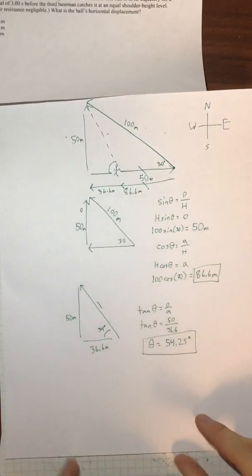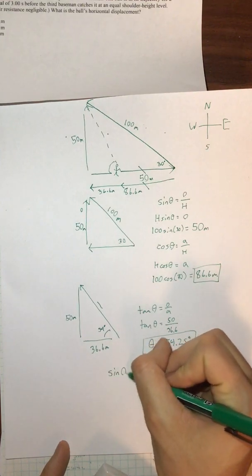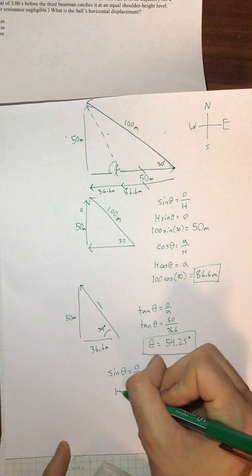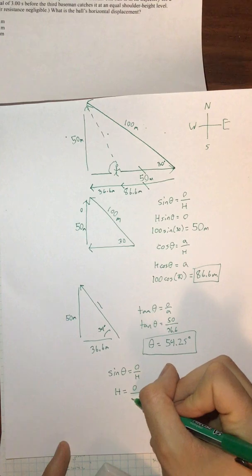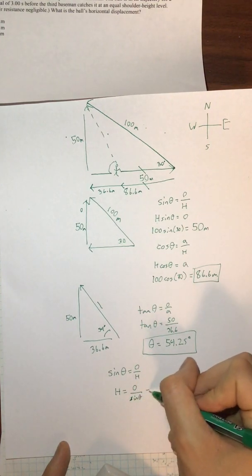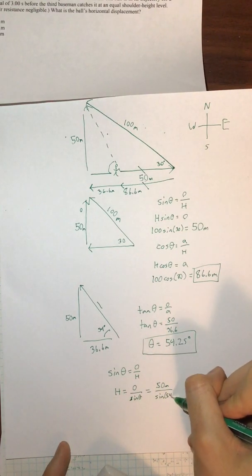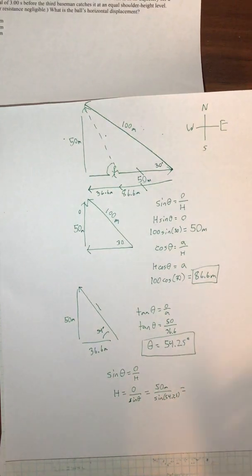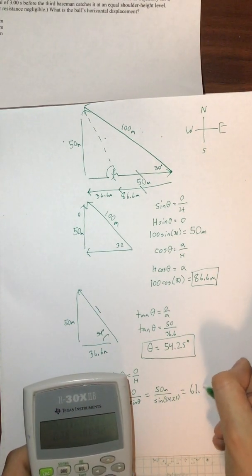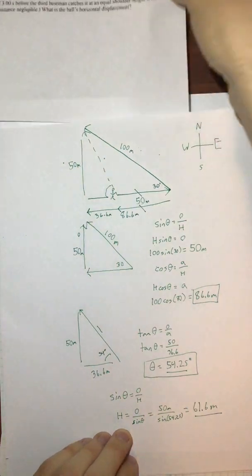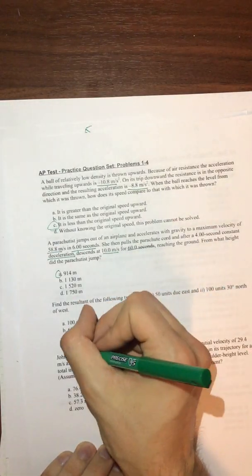I can take either sine or cosine and solve for the hypotenuse. So sine of theta equals opposite over hypotenuse. I can rearrange this to solve for the hypotenuse, so that would be opposite side divided by sine of theta. So 50 meters over sine of 54.25, giving me the final answer, which equals 61.6 meters. So I'm looking for 62 and 54, which is option D.